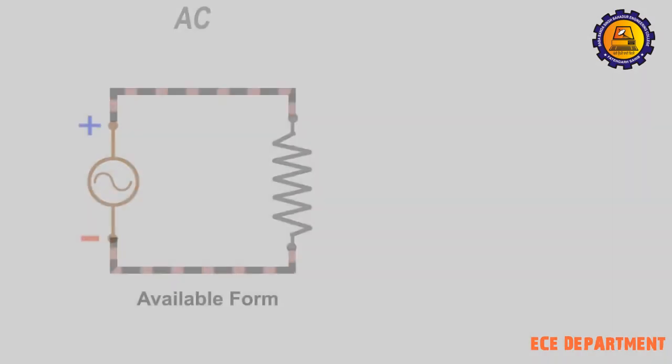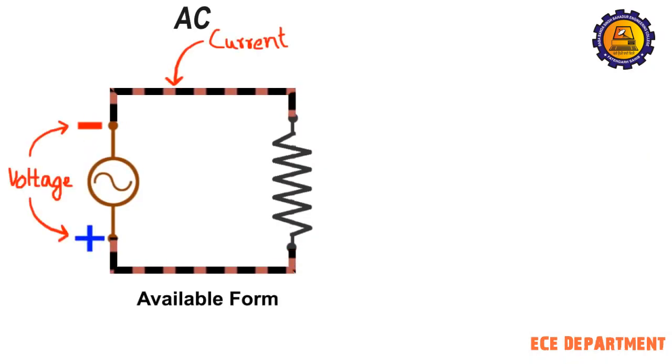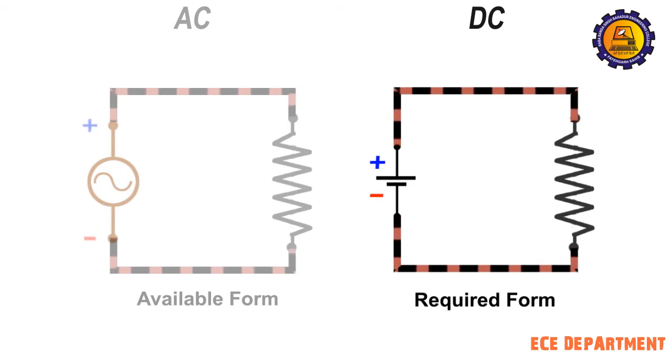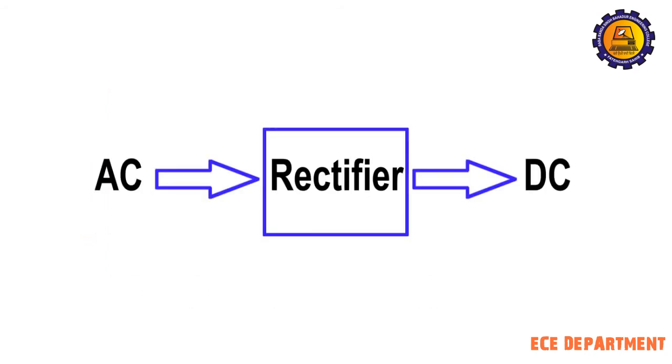When available electrical supply is in alternating form and required form is DC supply, conversion is required to be done, which is known as AC to DC conversion or rectification. The circuit used for this conversion purpose is known as rectifier.